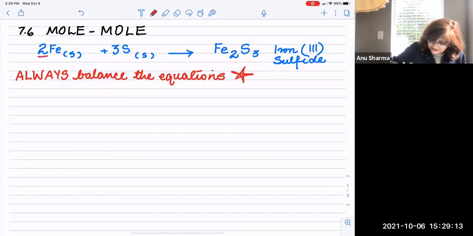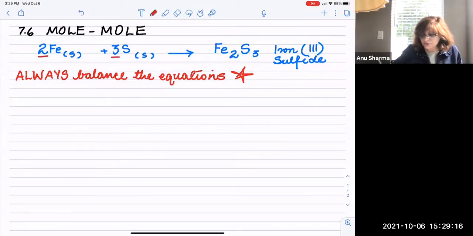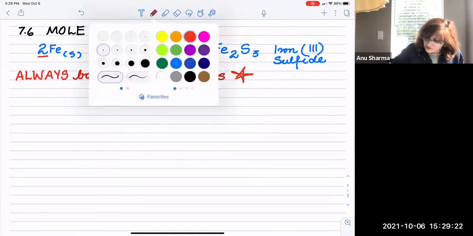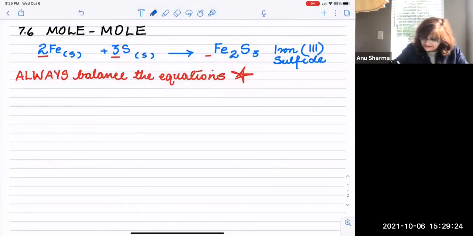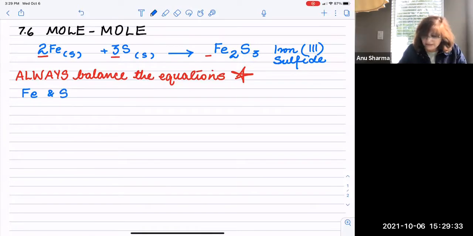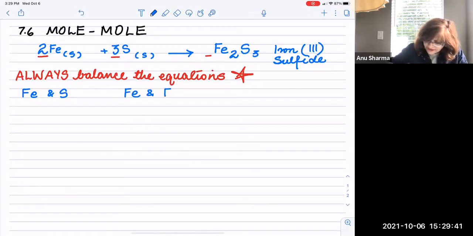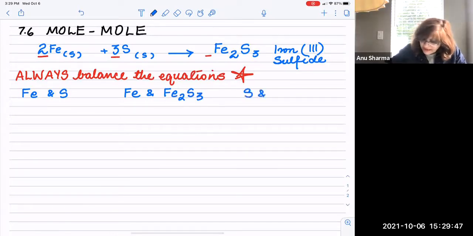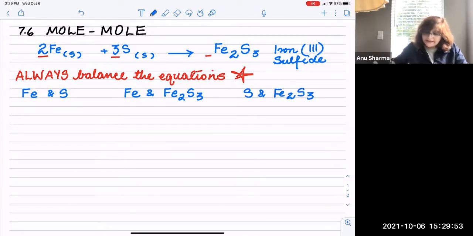So we see that this means 2 moles of iron are reacting with 3 moles of sulfur to give you 1 mole of Fe2S3. This just means 1 if there's no number. So this is how you write this, and there are relationships in this. The relationship between iron and sulfur. Next is the relationship between iron and Fe2S3. And the third is the relationship between sulfur and Fe2S3.